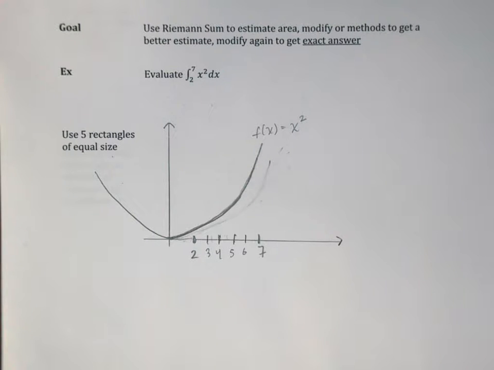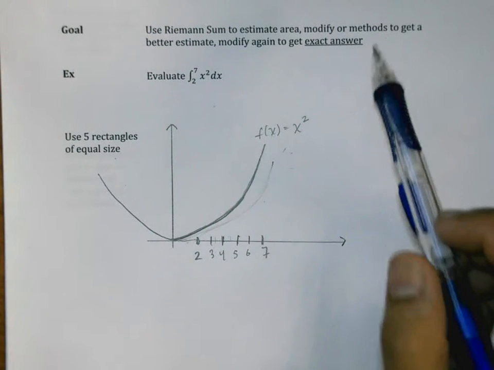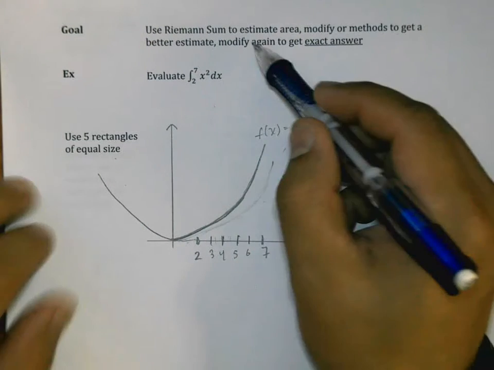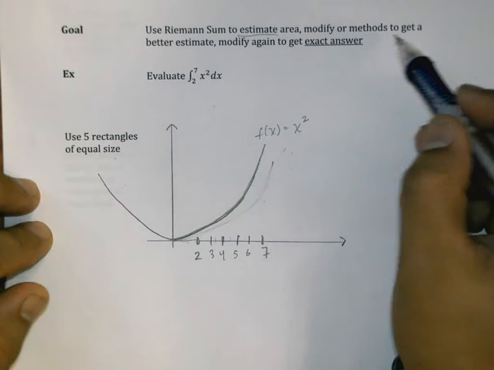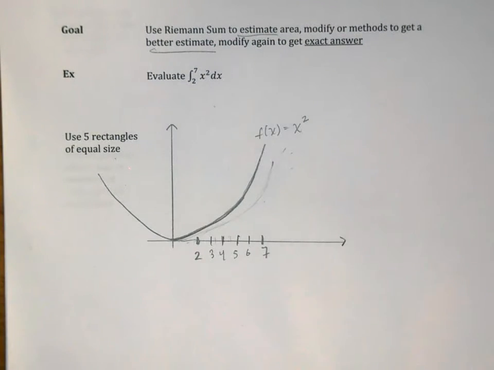We've done some random stuff, some review, and now we get to the real deal of the day, which is how do we evaluate the exact answer. The goal is to start out with an estimate, then improve our approach to get a better estimate, and then finally culminate in an exact answer.